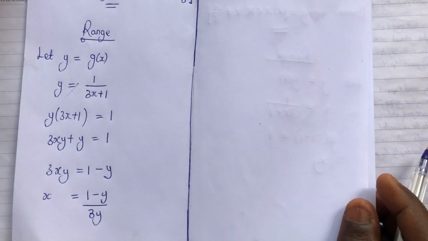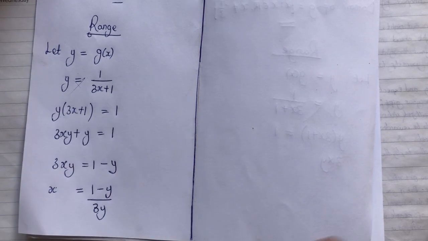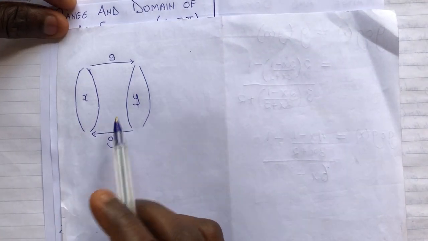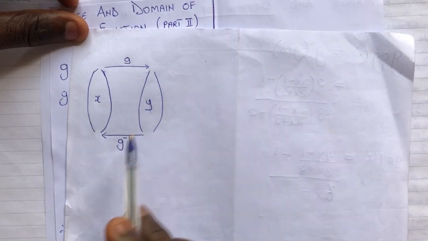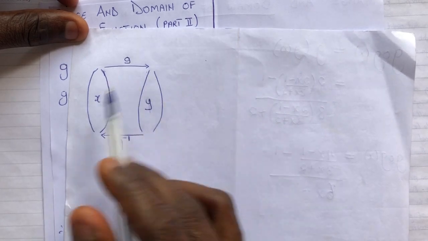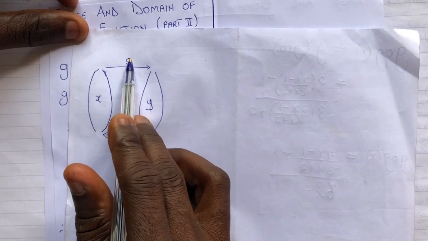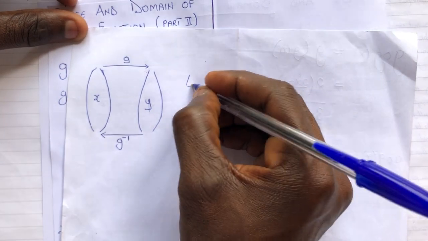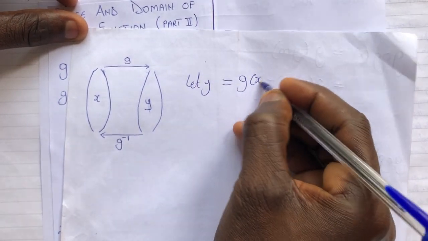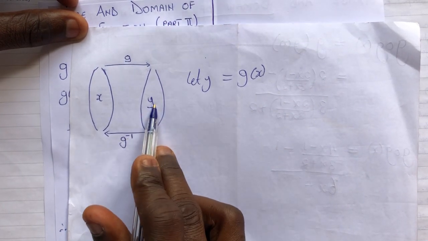Now that we have been able to make x the subject, x here means the inverse of what? Y. Now let's look at this diagram. If we have this diagram, this is the function g, this is the inverse function g inverse. This is x, this is y. So what this diagram means is that g of x equals y. G into x will give us what? Y. That is why we said let y be equal to g of x. And then g inverse of y will be equal to x.